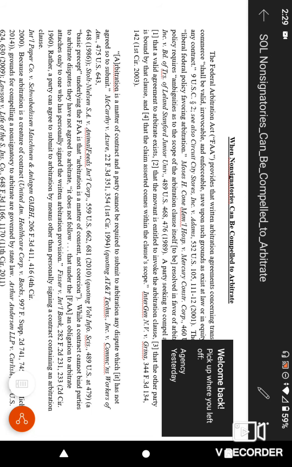When can non-signatories be compelled? Now, obviously, I'm just going to sit here and tell you what this document does. This is my cheat sheet to greatness. It gives me all the case law. So if I'm putting together a complaint based on a certain behavior, I just go down this case law.